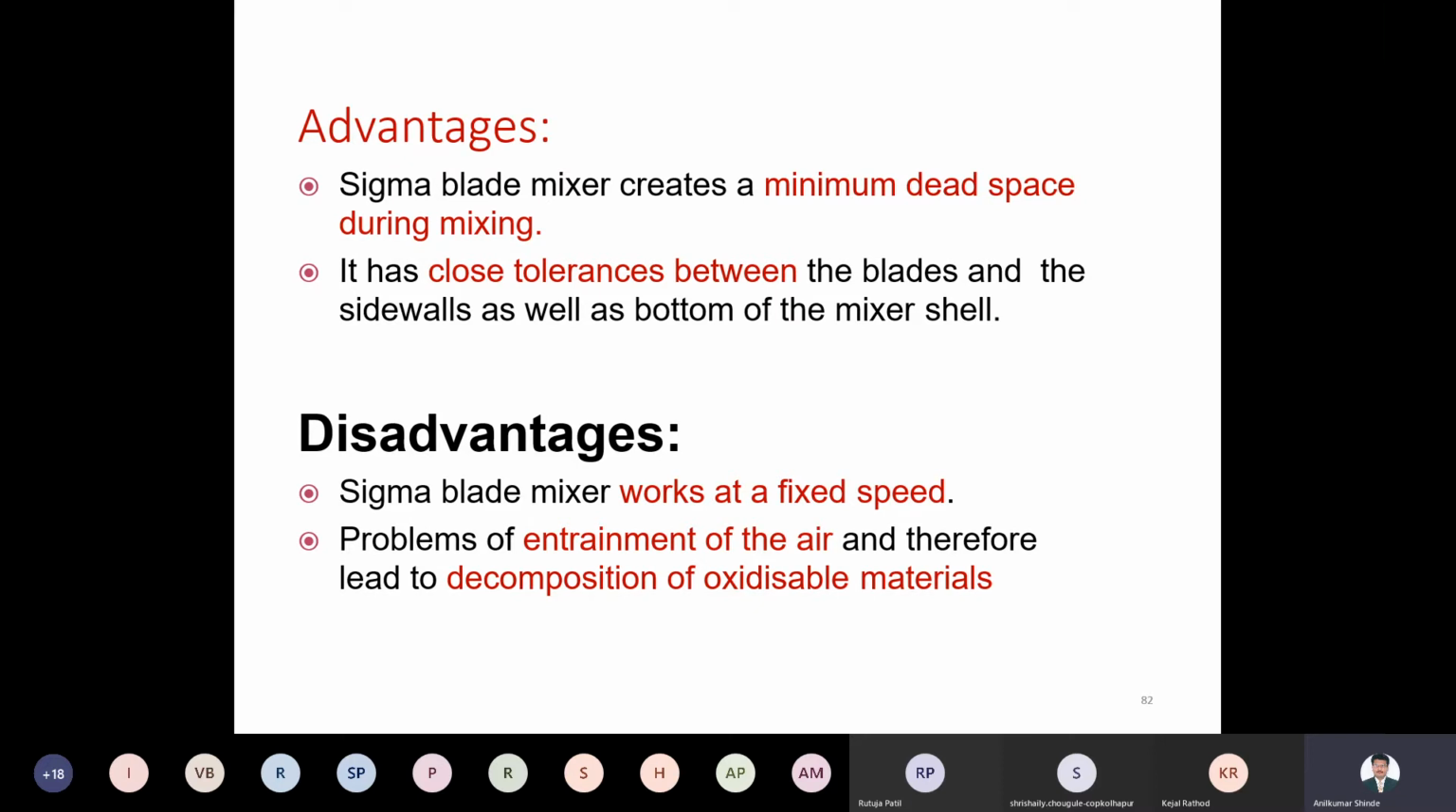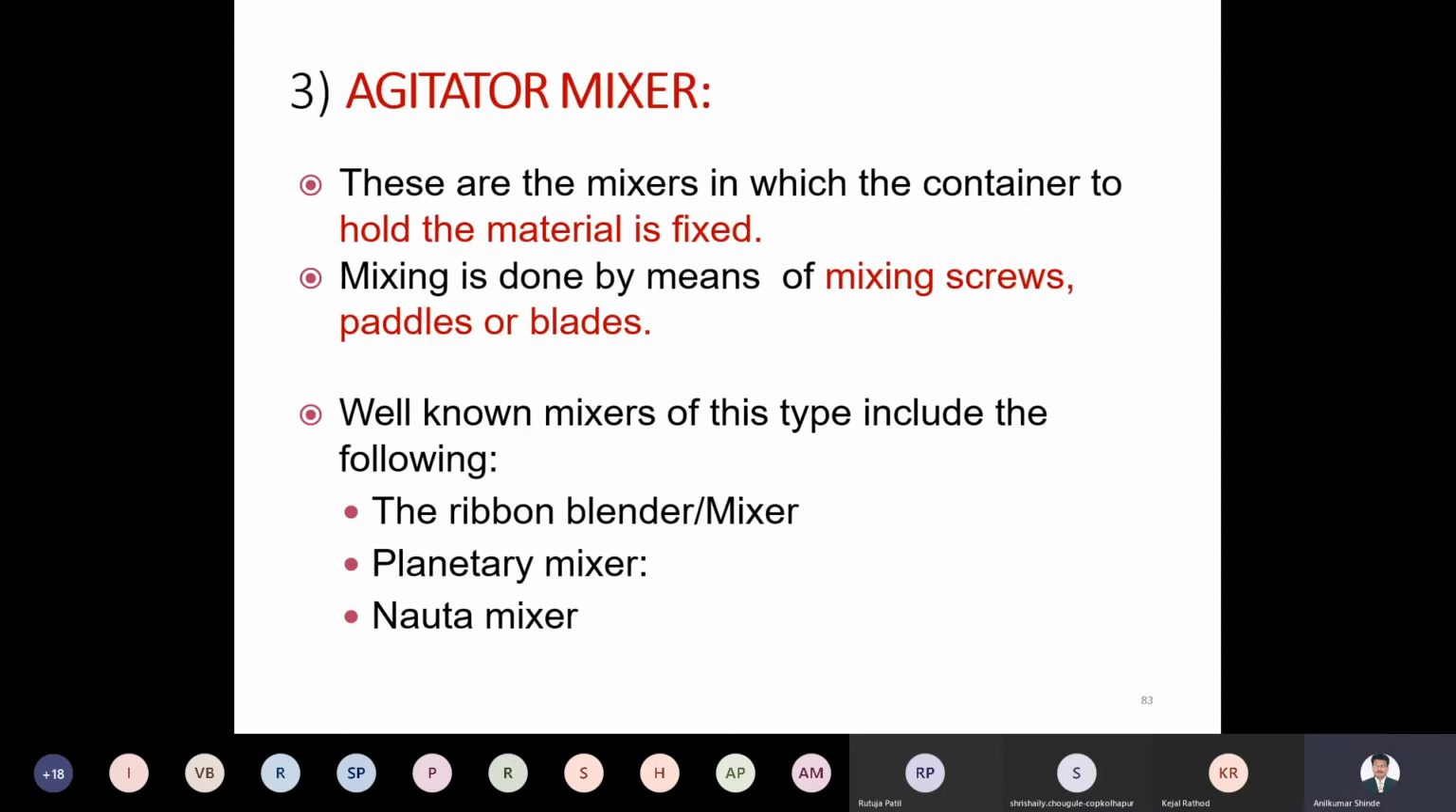Understand? Some materials have an oxidation problem. If air enters into the mixer, it will decompose such materials. Understand it? So this is one of the problems that will occur with the Sigma blade. Right. Next is the agitator mixer.